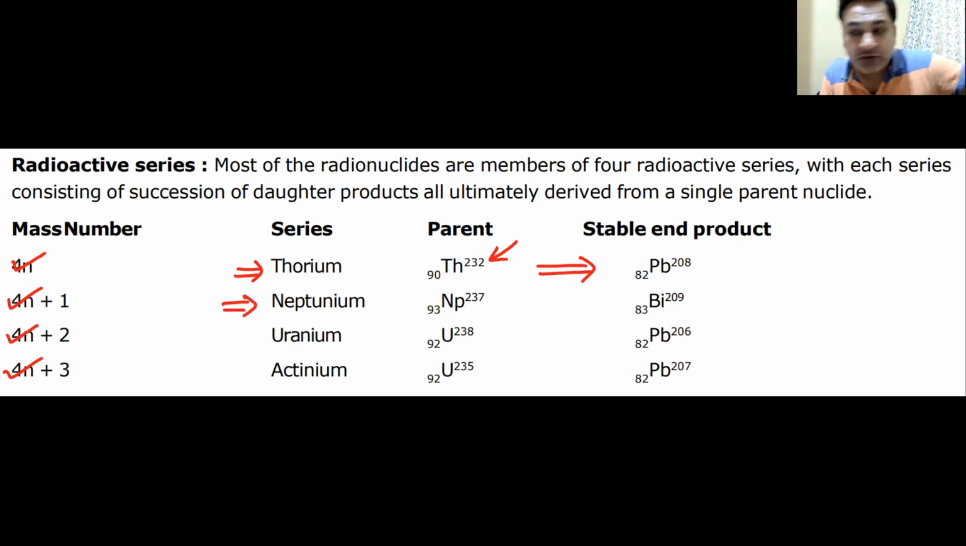It starts with Neptunium 237, 93 and ends on bismuth 209, 83. Do we understand this? Then we have the 4N plus 1 series, which is uranium U238. It ends on lead 206. Then the Actinium series, which starts with uranium 235 and ends on lead 207.